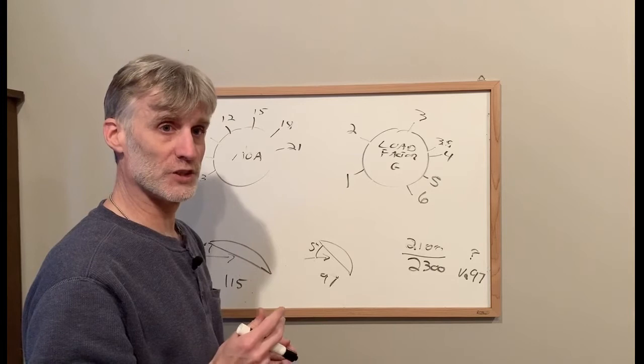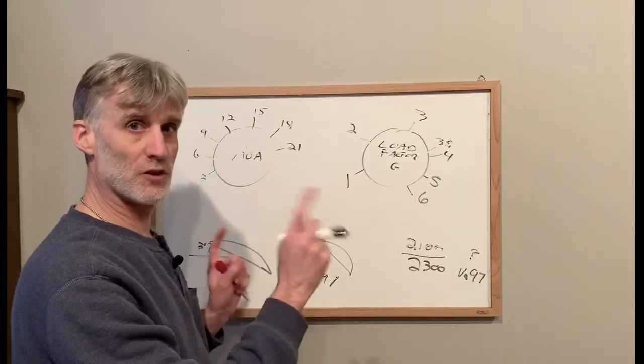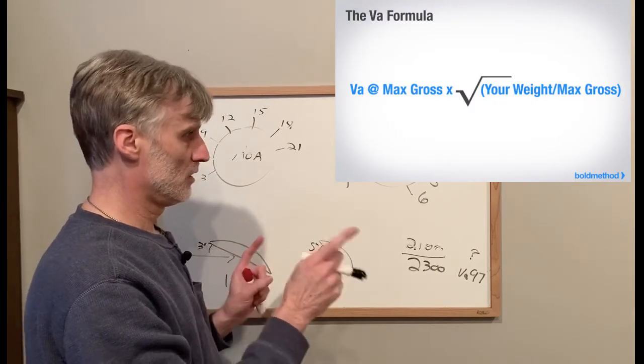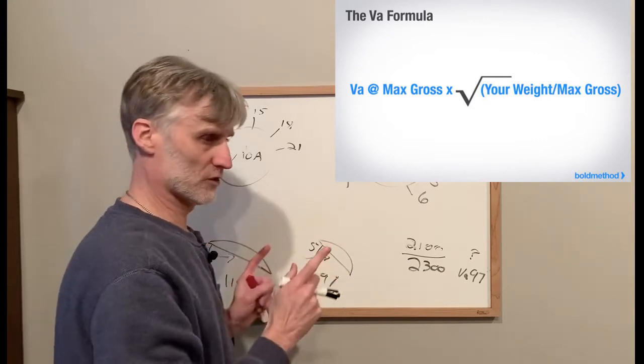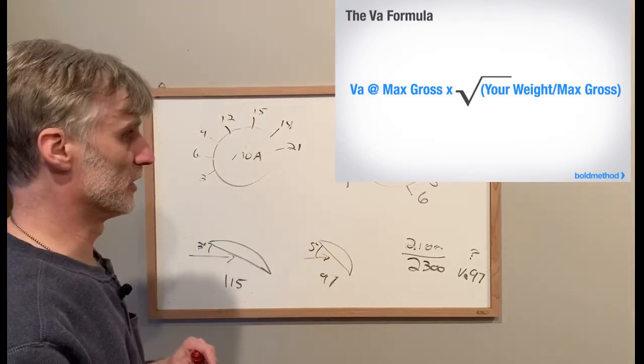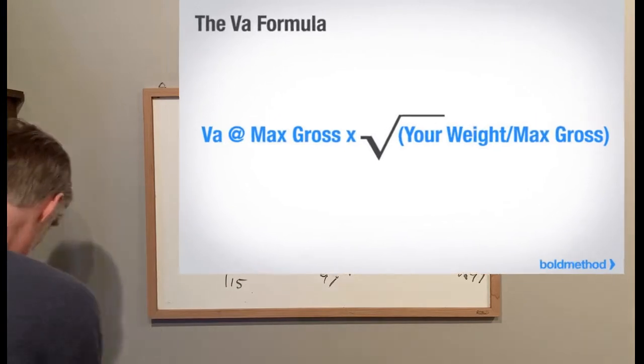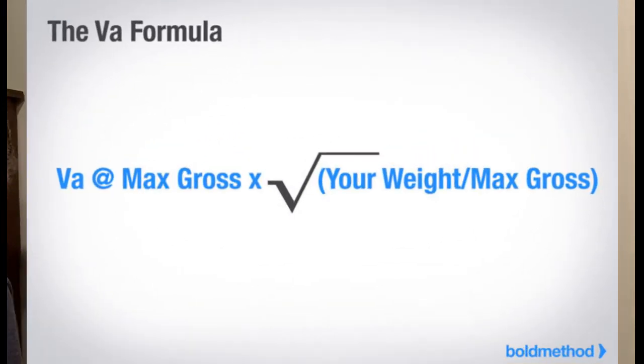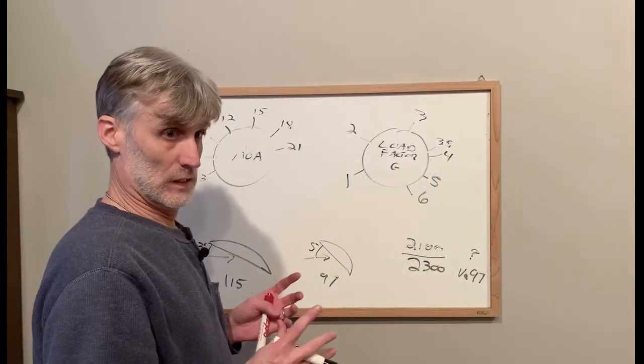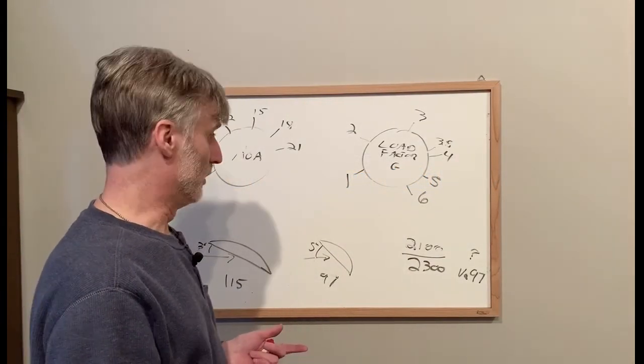And there's kind of 2 ways to do it. One is this big long formula right here from the Bold Method website, which has another good explanation on maneuvering speed. It is your maximum gross maneuvering speed, which for our example is 97 knots, times the square root of your weight, now 2,100 pounds, divided by the maximum gross weight. That's a lot of math. We're going to run through it.